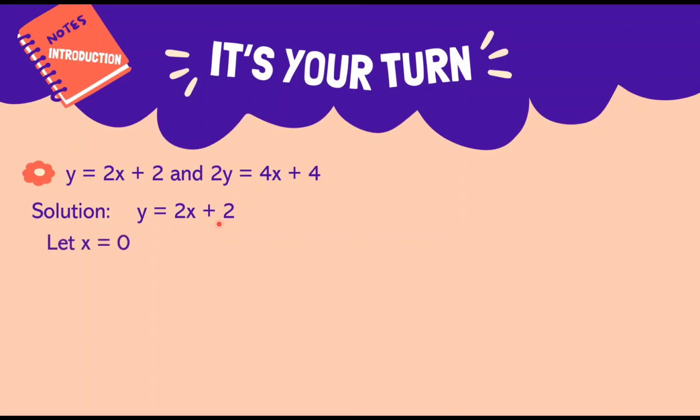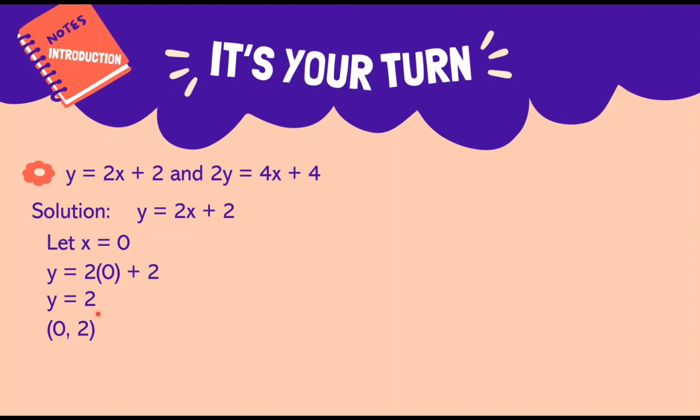Therefore, we can easily find the ordered pairs. Let x is equal to 0. Just like what we did in our previous lesson, we need to substitute the value of x, which is 0, into our given equation. So y is equal to 2 times 0 plus 2. 2 times 0 is 0, and 0 plus 2 is 2. Therefore, our y is equal to 2. Now, since we have a value of x which is 0 and y which is 2, we can rewrite that as an ordered pair.